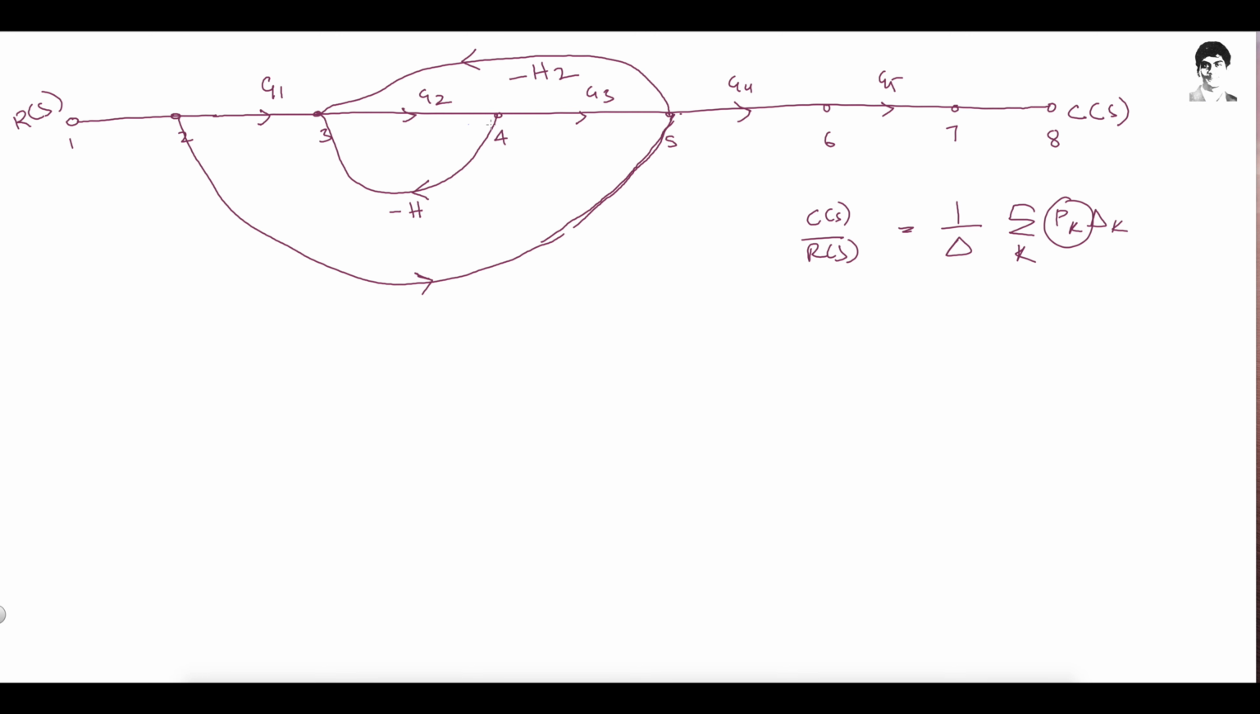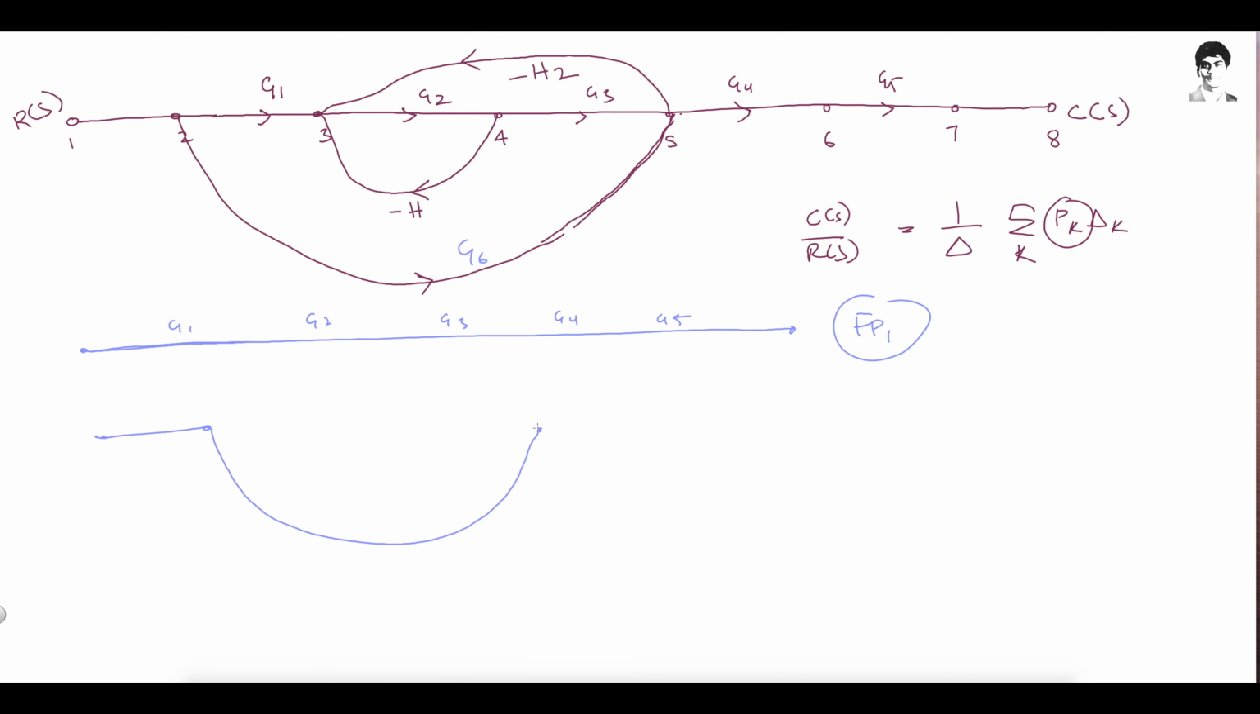The straight line is one forward path, 1 to 8. And again, from this, we actually have to call this something. I'll call this G6. This is one forward path, which has G1, G2, G3, G4, G5. Forward path 1. What is forward path 2? It goes till here, then G6, and then here. So this is G6, G4, G5.